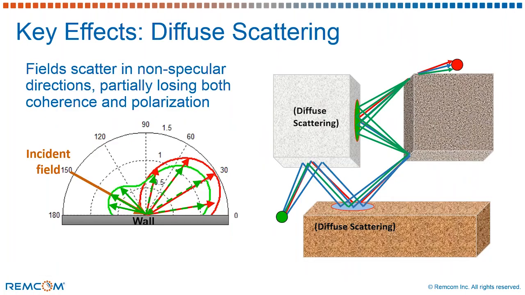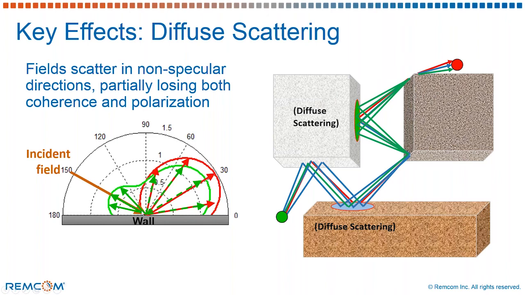Another key effect is diffuse scattering. This has received a lot more interest as frequency bands have gone higher. Part of the reason is that surfaces that in the past would have been considered fairly smooth and flat actually may have variations such as mortar joints and other architectural features that end up being fairly large compared to a wavelength. The result of this is diffuse scattering, and this causes signals to lose their coherence and their polarization, and also to scatter in many more directions.